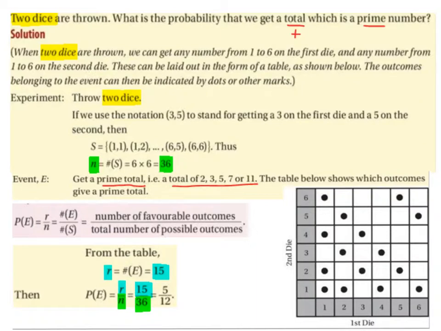So our formula for the probability of the event happening is the number of favourable outcomes divided by the total number of possible outcomes. So we know the total number of possible outcomes is 36, and the total number of favourable outcomes are basically all our dots. So we have 1, 2, 3, 4, 5, 6, 7, 8, 9, 10, 11, 12, 13, 14, 15. So it's going to be 15 divided by 36, which is 5 over 12. So the probability that we get a total, which is a prime number, when 2 dice are thrown, is 5 over 12.